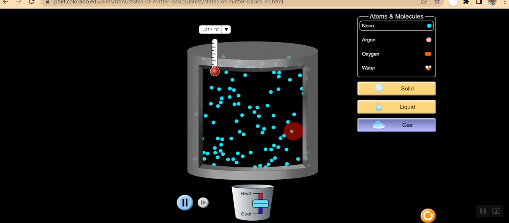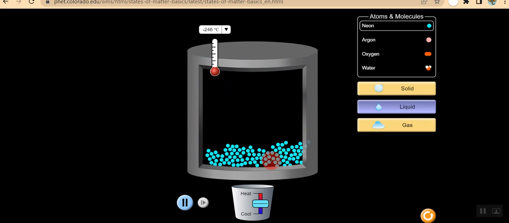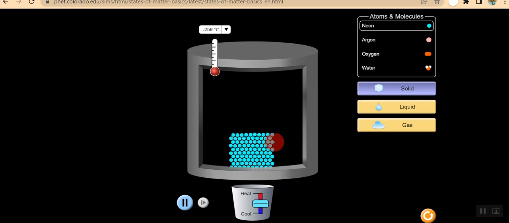And then if we start to take away the energy, so we start to cool down this system, it'll turn back into a liquid. And then if we continue to take heat energy away, it'll turn back into a solid. Okay, so that's what we mean when we talk about states of matter. And heat has this ability to cause the atoms to move away from each other.